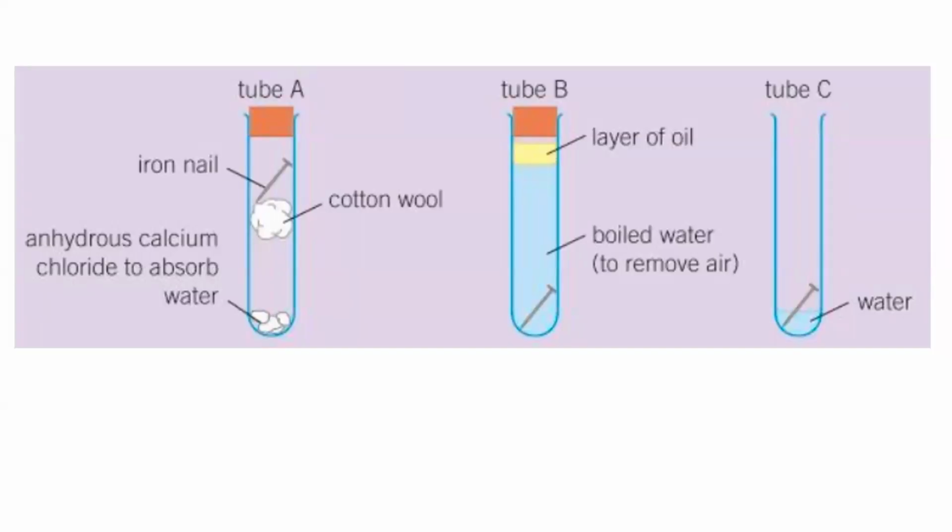Do you know the halide test? No, I don't really know. You don't know it? Halide test, please. You add nitric acid and then silver nitrate, and there's chloride, bromide, and iodide. Chloride is a white precipitate, bromide is a cream precipitate, and iodide is a yellow precipitate. Fantastic. Well done. You know those very well.